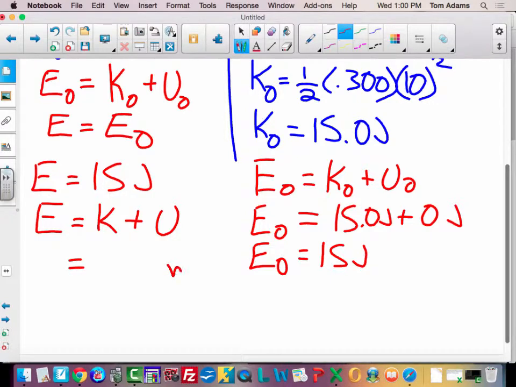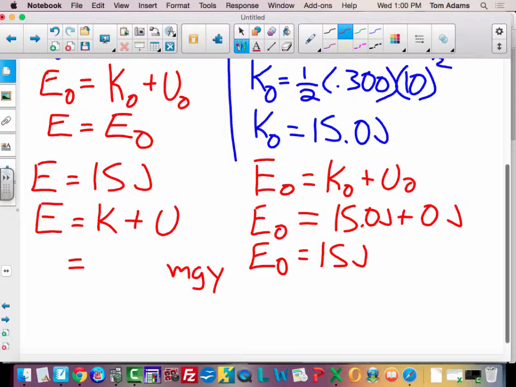For the potential energy, the formula is mgh or mgy, depending on however your textbook wants to write it. But we'll just think of it as mgy. That's the formula for the potential energy. Now the kinetic energy will change. It will go down some.